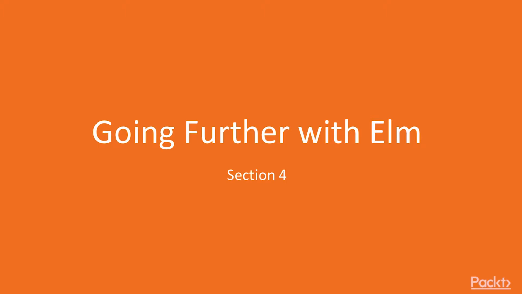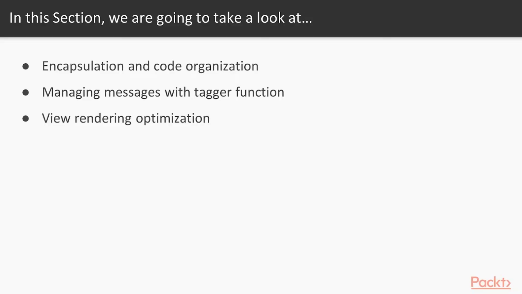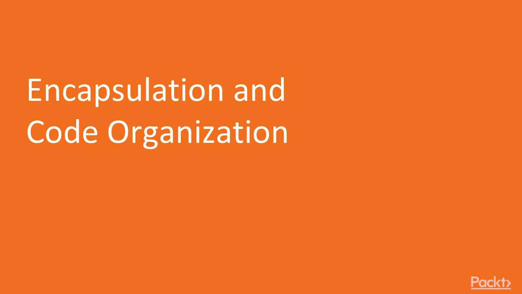Welcome to section 4, Going Further with Elm. This section focuses on the set of techniques that you can employ to improve the code quality or the architecture of your application. In this section, we're going to take a look at encapsulation and code organization. I'm going to show you how you can manage messages with Tiger function, and we're going to talk about view rendering optimization. The first video is about encapsulation and code organization.